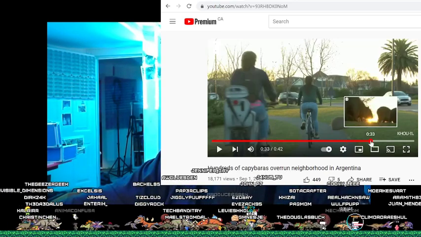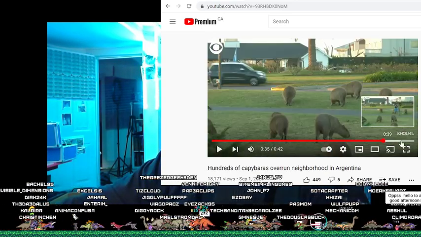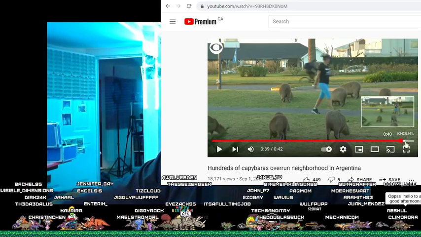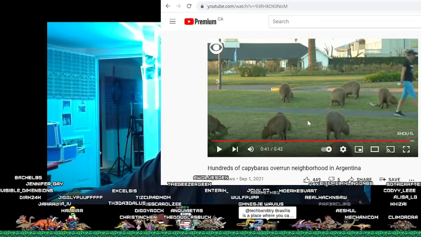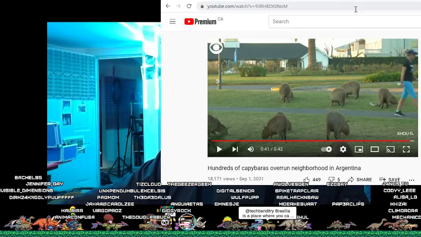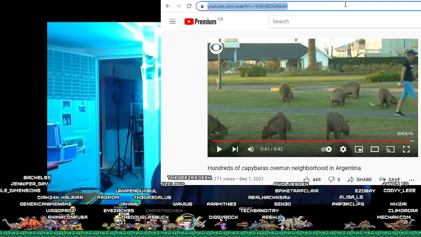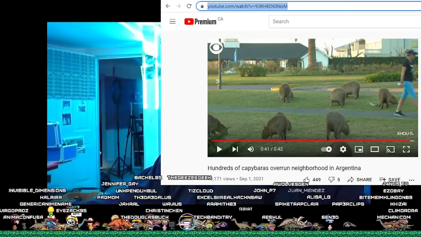But apparently, this nice neighborhood in Argentina, they don't know what to do with it because there's all these capybaras there, right? And you don't want to be the guy who goes and kills all the capybaras, right? Exactly. I'm going to adopt them and start a capybara circus. Well, that's what someone did actually. They did start adopting them.